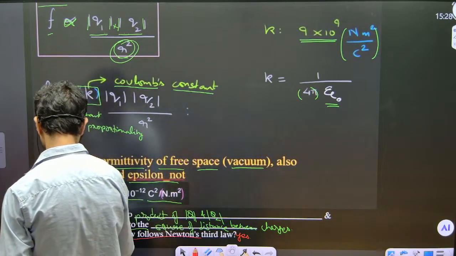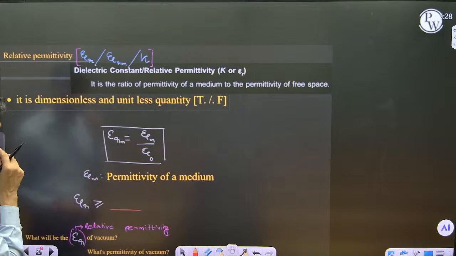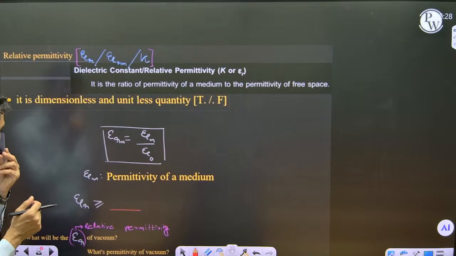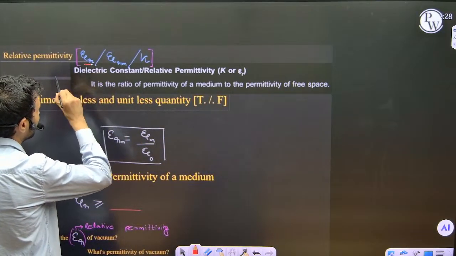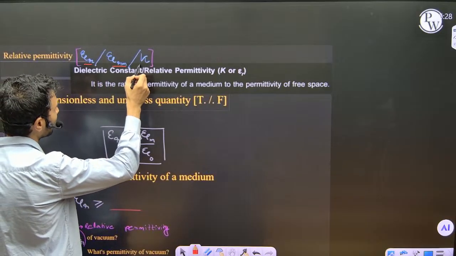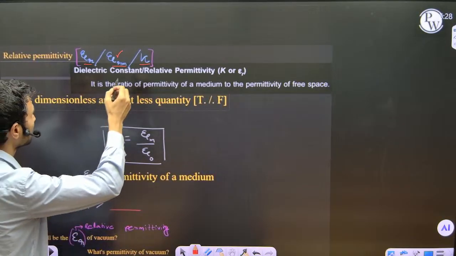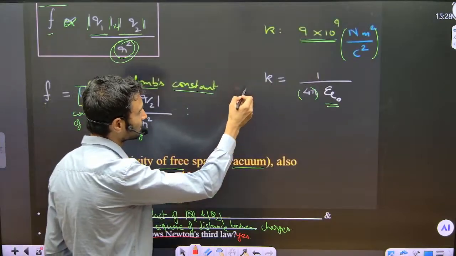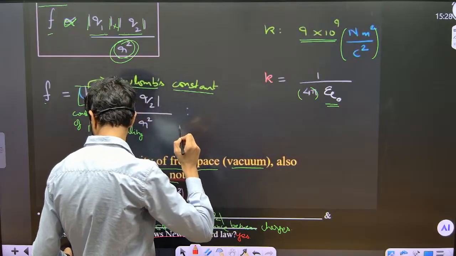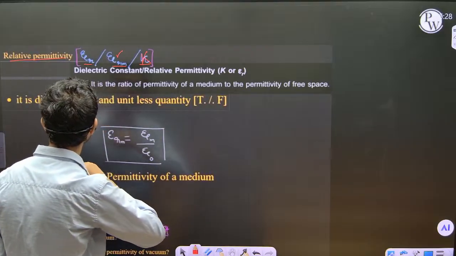Okay, so let's go ahead and see relative permittivity. So what is relative permittivity? It is represented by epsilon r or epsilon rm or simply k, but we'll be using epsilon rm as of now. K is capital K actually. Here also we saw k, that was small k. Here we are seeing capital K, and it is used to represent relative permittivity.